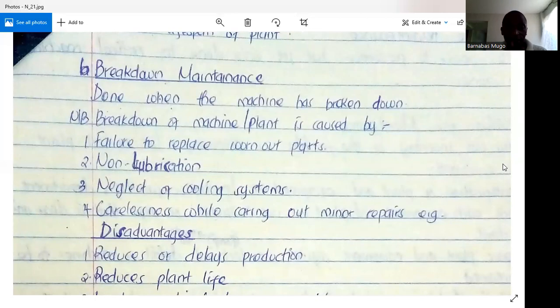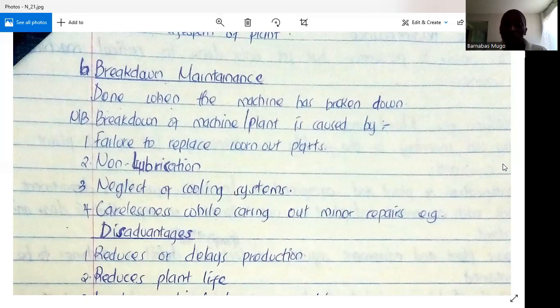We have the second type of plant maintenance, which is called breakdown maintenance. Breakdown maintenance is done when the machine has already broken down. And we should note that the breakdown of a machine or plant is caused by the failure to replace worn out parts. That is one reason.